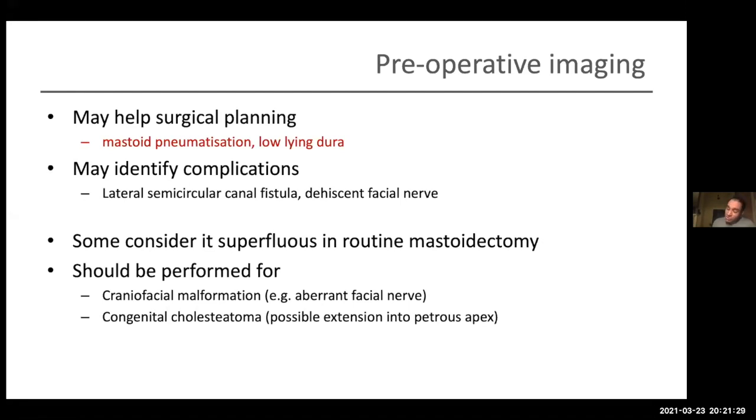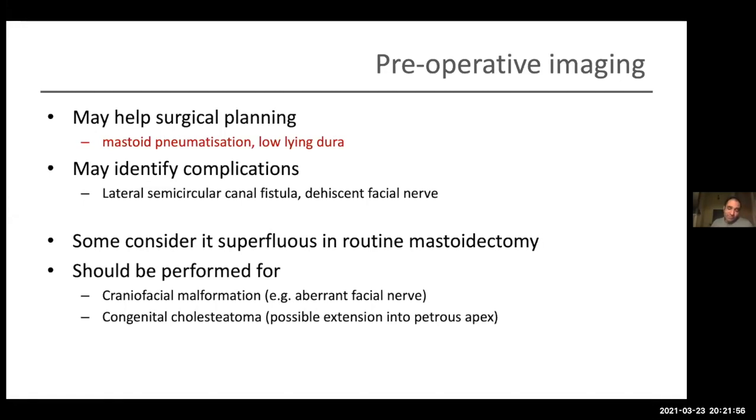And actually, once you're used to operating that way, you do start to think, well, why do I actually need it? It should be performed, I think, if you've got any question of craniofacial malformation. For example, the facial nerve could be in an aberrant position. And obviously a facial palsy following mastoidectomy is a disaster, and you should be forewarned of that. So I think it's pretty much mandatory if you've got a child or even an adult with craniofacial malformation that you're going to operate on.